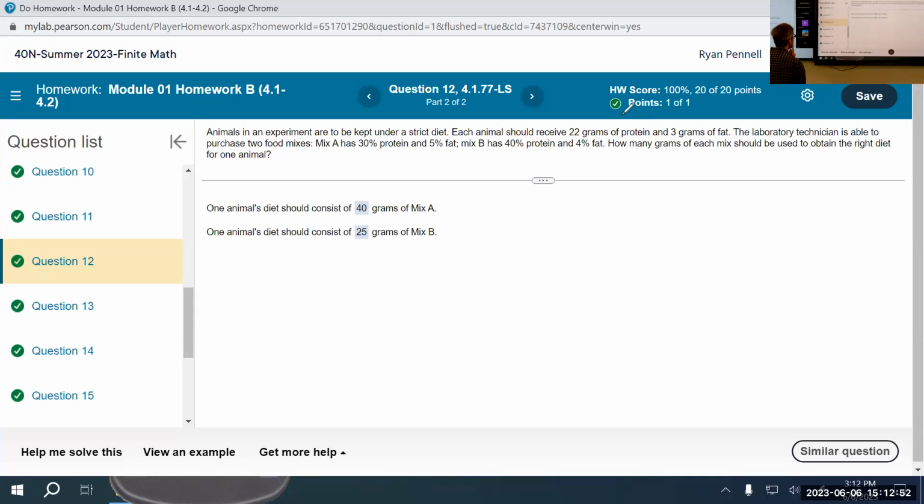Animals in an experiment are kept under a strict diet. Each animal should receive 22 grams of protein and 3 grams of fat. The laboratory technician is able to purchase 2 food mixes. Mix A has 30% protein and 5% fat. Mix B has 40% protein and 4% fat. How many grams of each mix should be used to obtain the right diet for one animal?